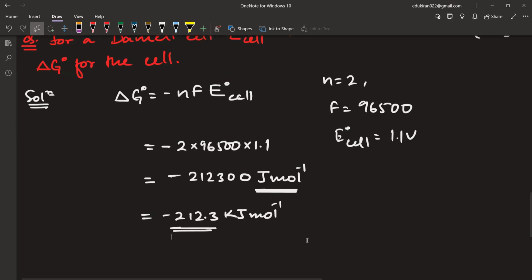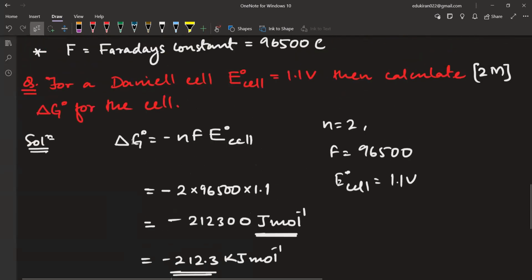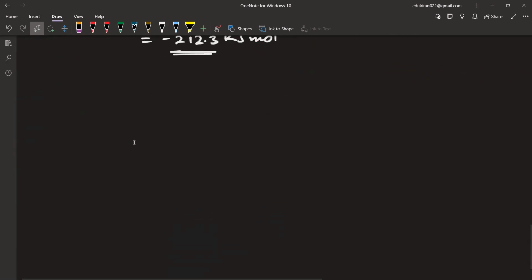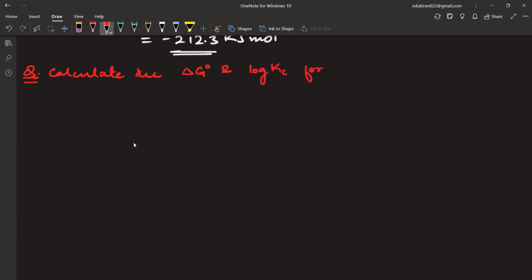Now we will do a few more questions like this. Okay. This formula, write another question. Calculate the delta G naught and log Kc for the following reaction. The reaction that they have given is cadmium 2 plus.